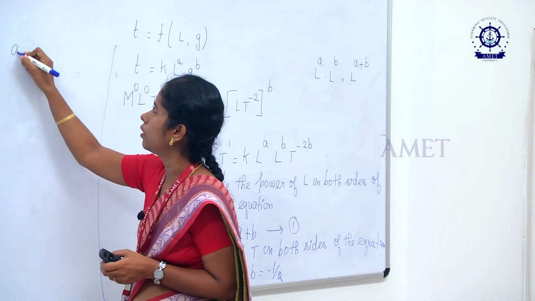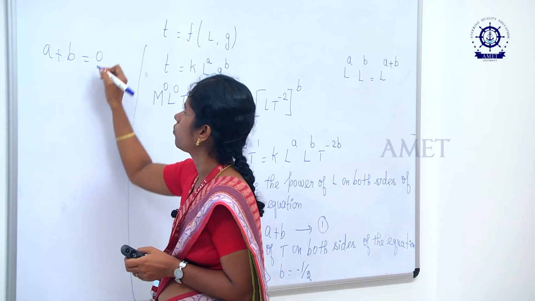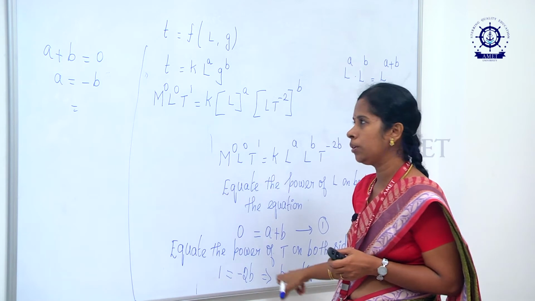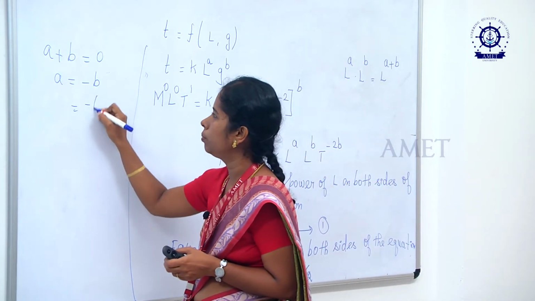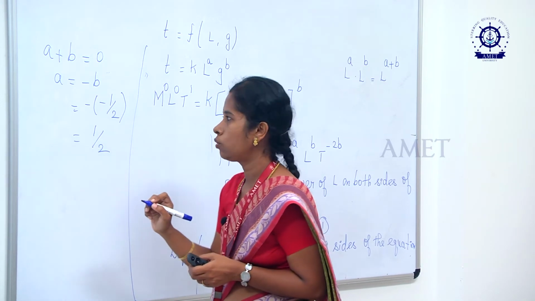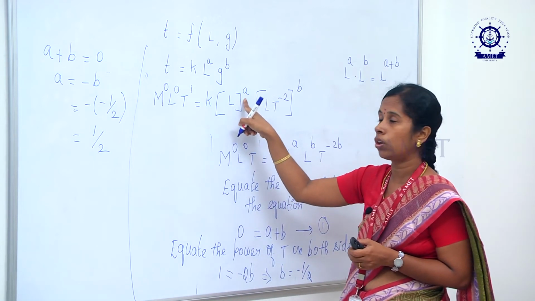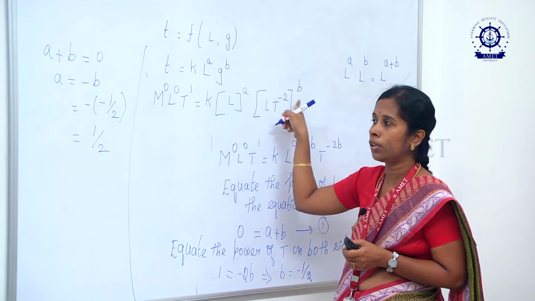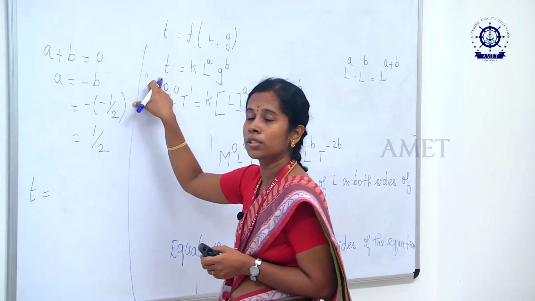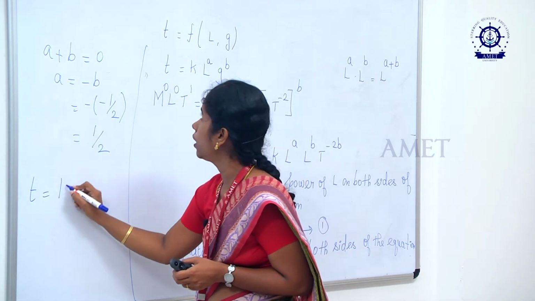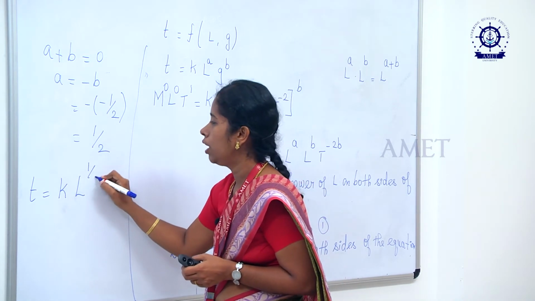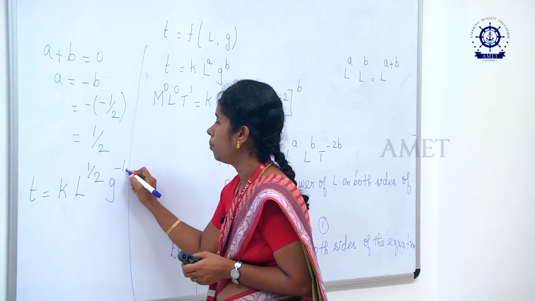So, I can say a plus b is equal to 0, a will be minus b, and we have found the b value to be minus half. So, a will be minus of minus half. So, a is equal to plus half. So, we have now found the two constants, a and b values. Now, go back to the first expression, t is equal to k into L power, what is the constant value we have found? It is half, L power half g power minus half.